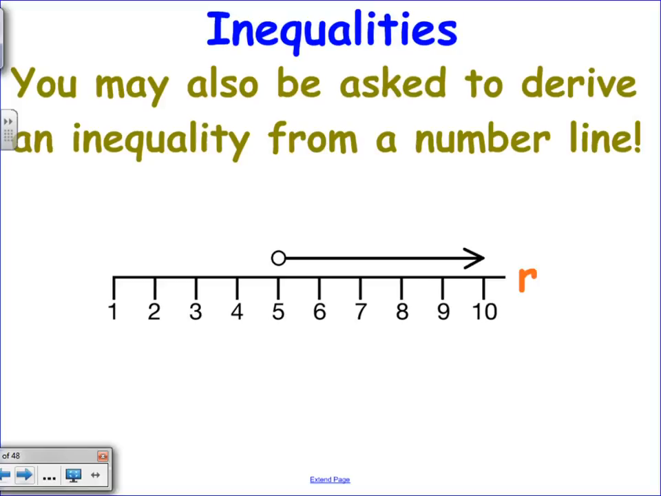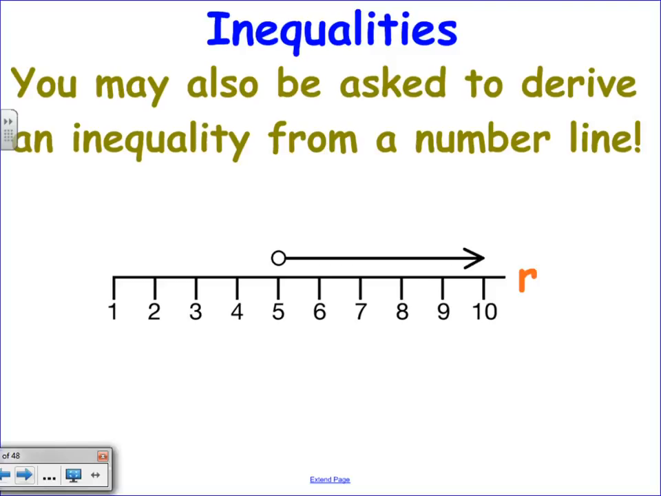Right, one more thing to do. They can give you the number line with the inequality represented, and you have to write down what the inequality is. So this is the opposite of what you've just done. You've just drawn the number line from the inequality. The other way they can give you the question is give you the number line and you have to write down the inequality. Does that make sense? So just read what you've got.